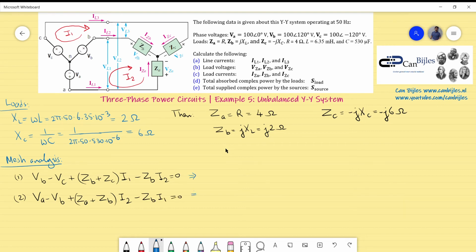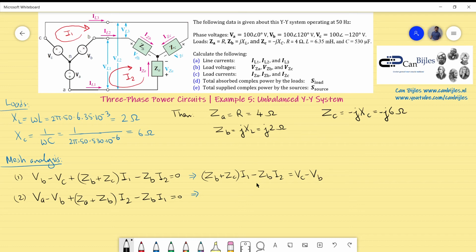What I want to do now is write it down in a different form. I will keep these terms at the left side, and have the voltages at the right side. I will do the same for the second equation. If I move all the voltages to the right side, and keep the currents and the impedances at the left side, I have the following expression: ZB plus ZC times I1 minus ZB times I2, which is VC minus VB.